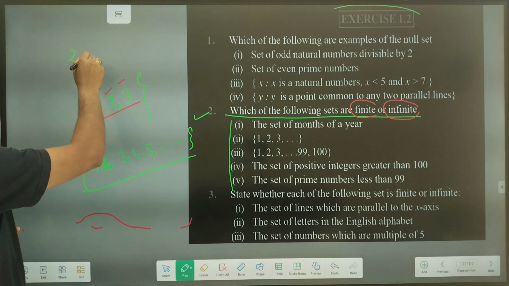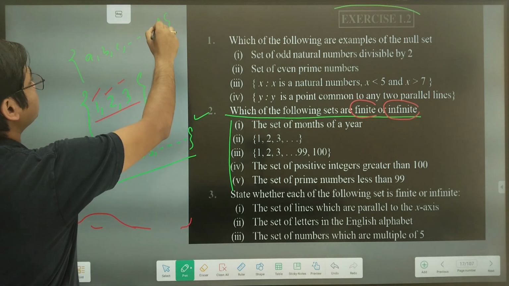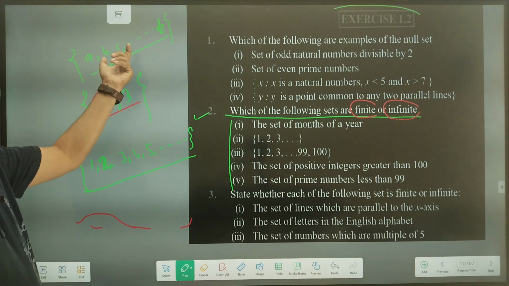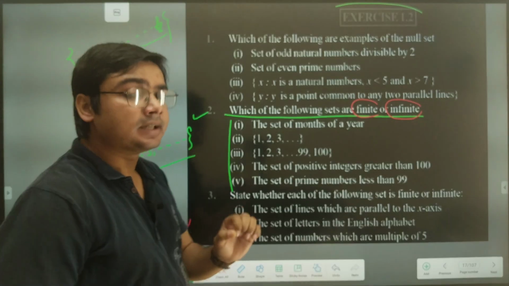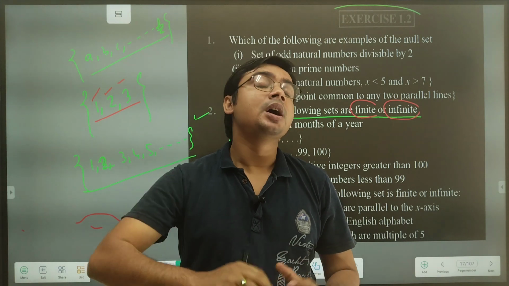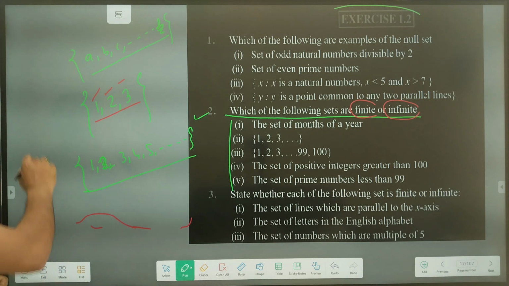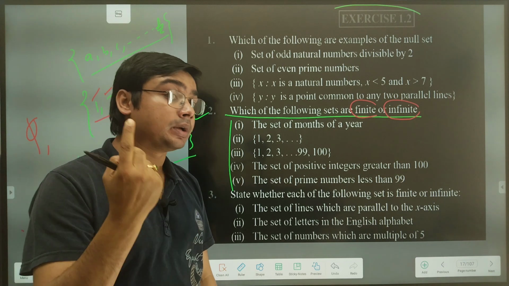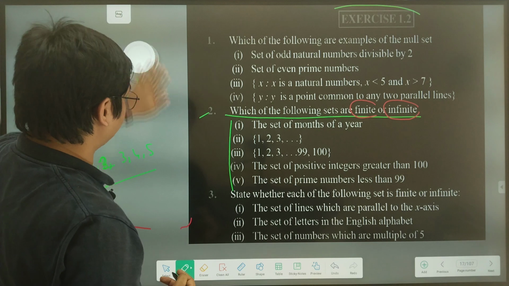So this is not a finite set. But if we consider the set A, B, C up to Z, only 26 elements will be there, so this is a finite set. If a set contains a definite number of elements, then the set is called finite. Otherwise we call the set infinite. One thing you must remember: the empty set or null set is always a finite set. Now come to question number 1.